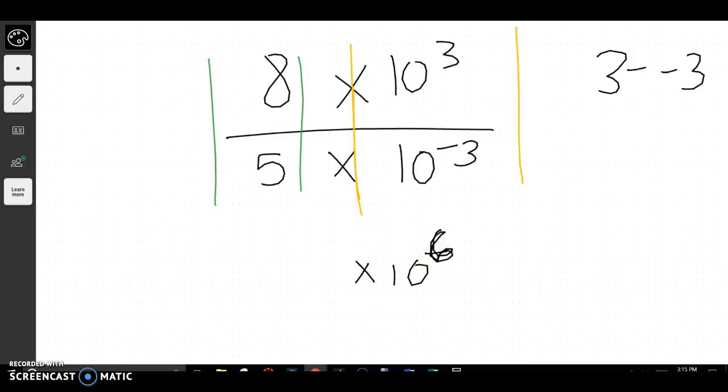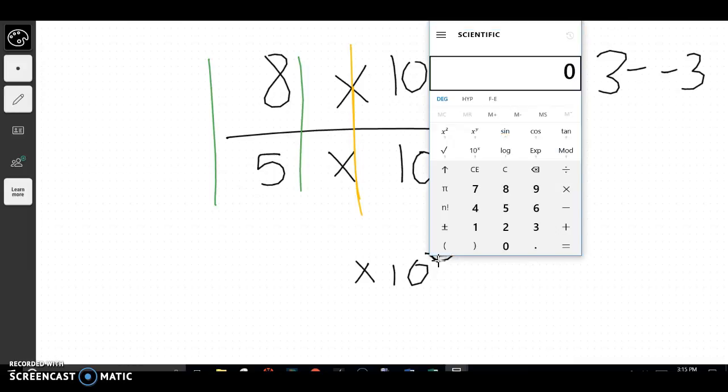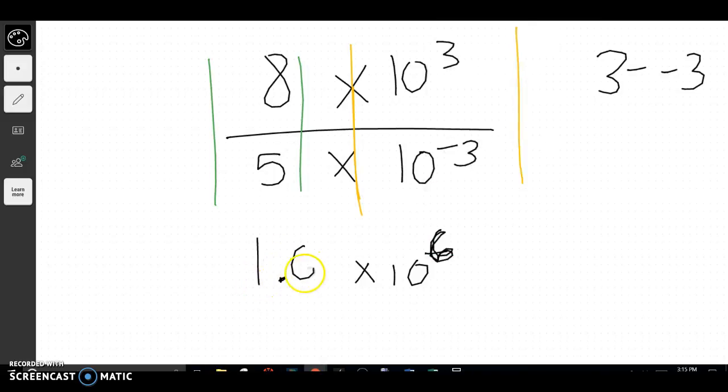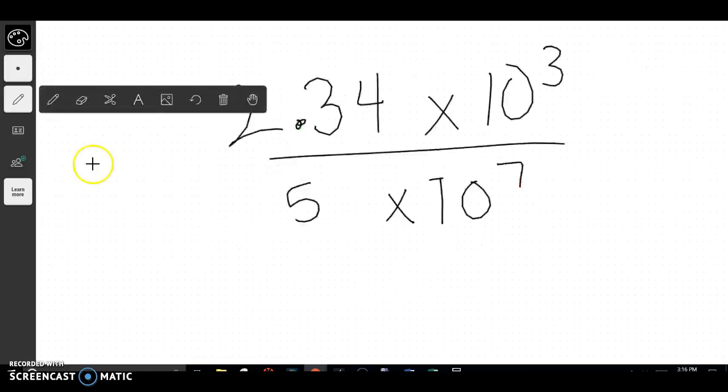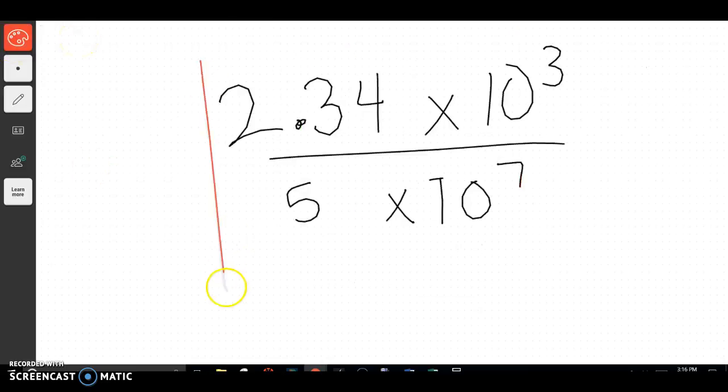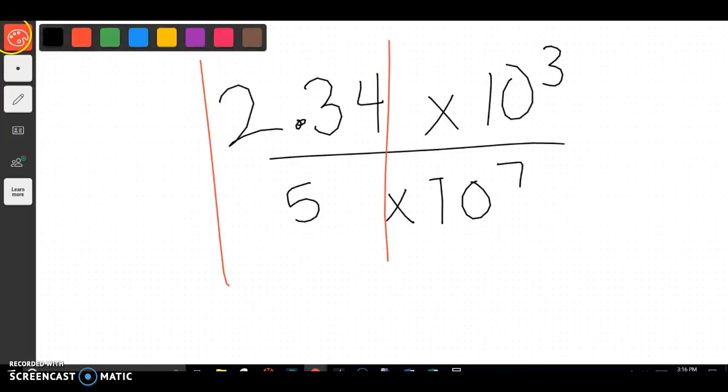Then we're going to divide 8 and 5. Again, it is a little bit harder to do off the top of my head. And that gives us 1.6. So this would be my final answer. Let's try another example. Okay, so again in this example, treat the numbers separate than the 10s.